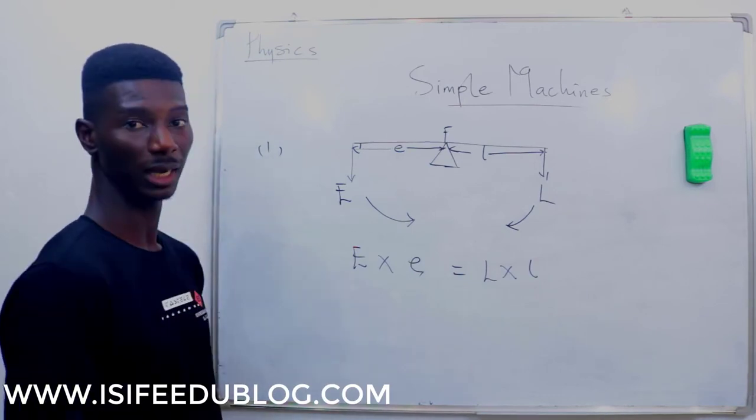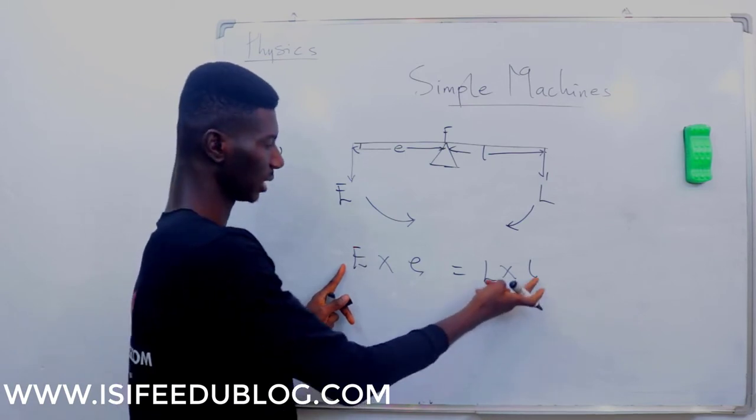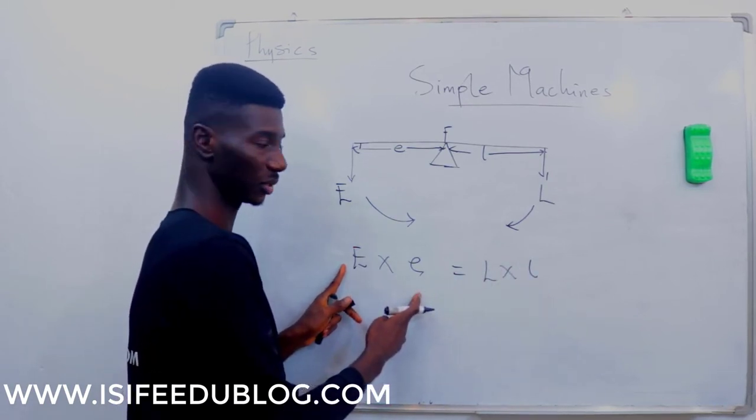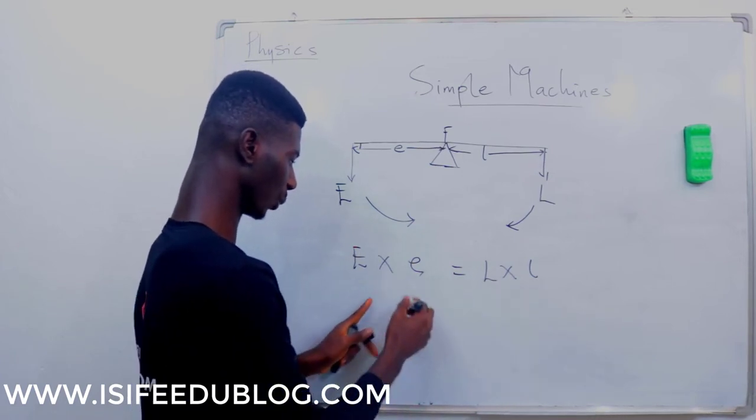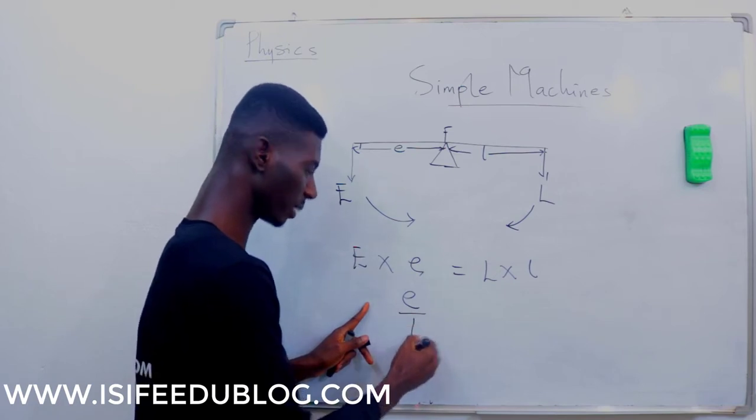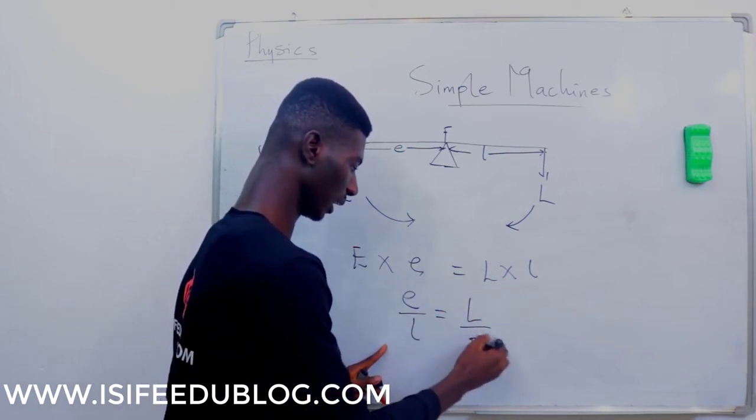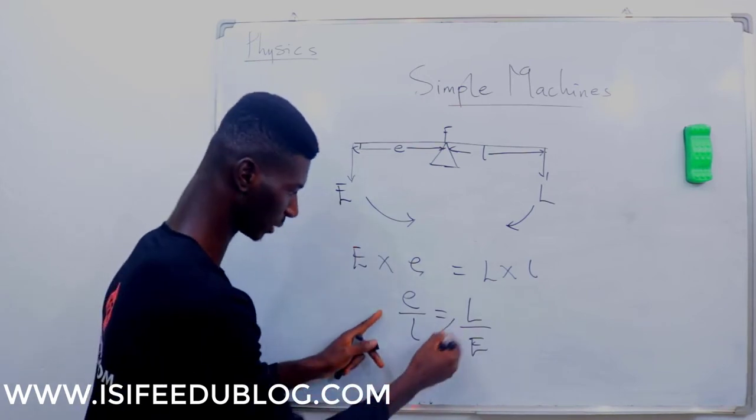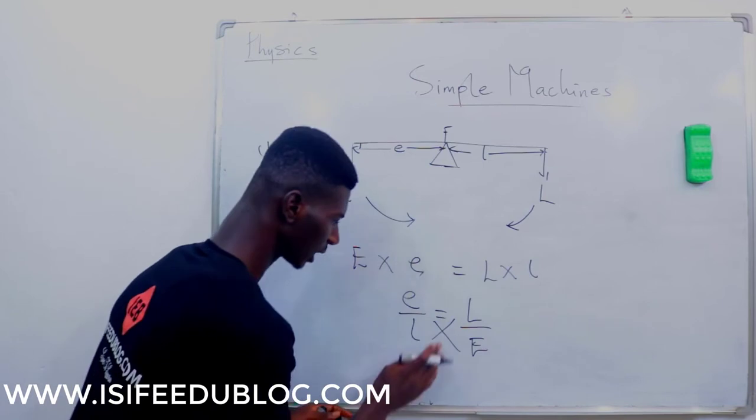Now, if I cross multiply, I want this to come to this point and this to come to this point. So what is going on now? You can see, let this come here. We have distance moved by effort divided by distance moved by load is equal to load over effort. So if I cross multiply this, I'll get back the original equation.